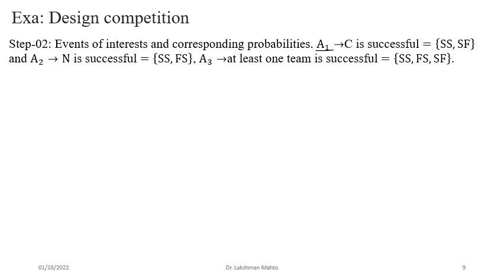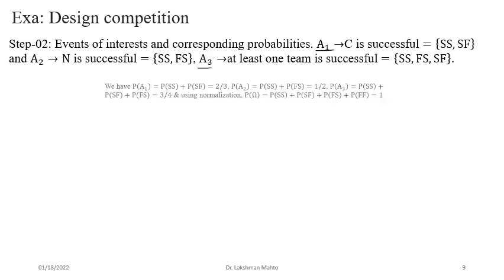Now we define another event, A2. It is talking about N being successful. When both teams are successful, by default N is successful, and in FS only N is successful. Now we define a third event, A3: at least one team is successful. Either both are successful, or one is successful, or the other is successful. So we have the events of interest, which are needed in order to solve this problem.